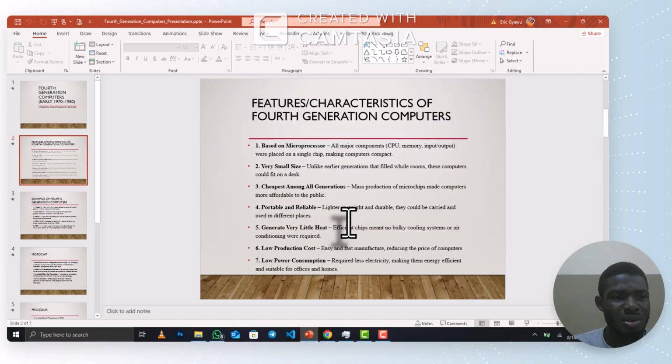And their production cost is very low. It's easier and faster to manufacture, therefore reducing the price of computers and their power consumption. Don't worry about it at all. Their power consumption is also very low because they require less electricity, making them energy efficient and suitable for offices and your homes.